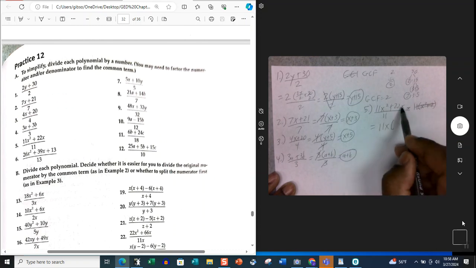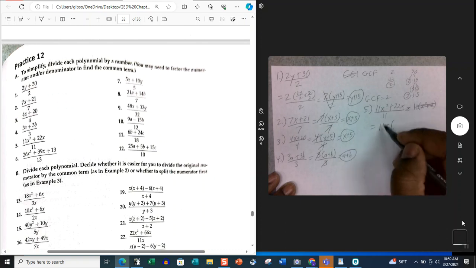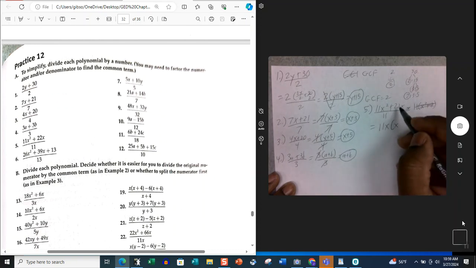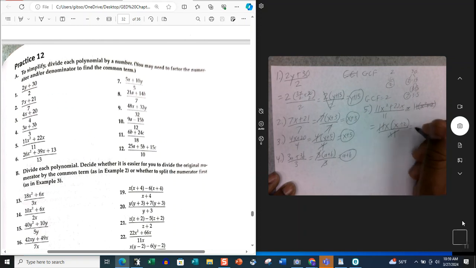Because remember I told you, when they have the same variable with the same base, you take the variable with the lowest exponent. So when you divide 11x squared by 11x, you will have x. 22x divided by 11x will give you 2 all over 11. These 11's will simplify out, and you have x times x plus 2, which is x squared plus 2x.